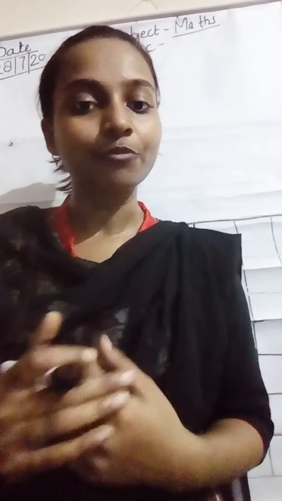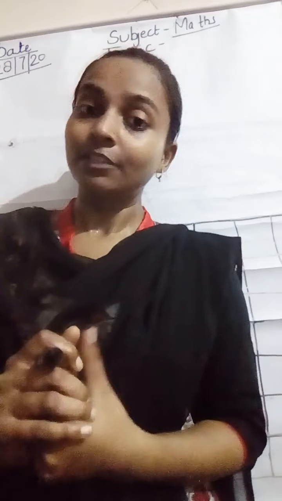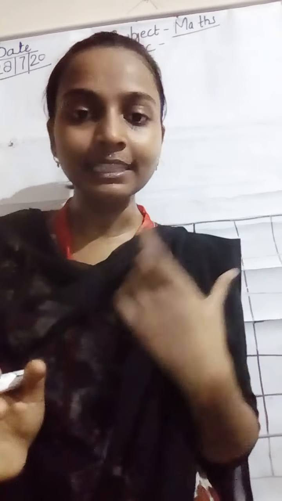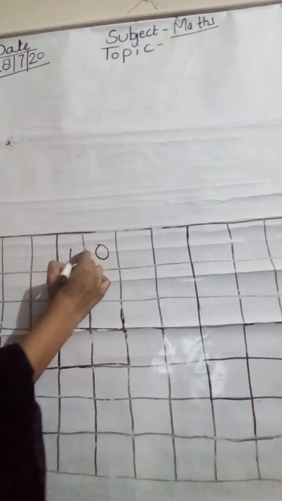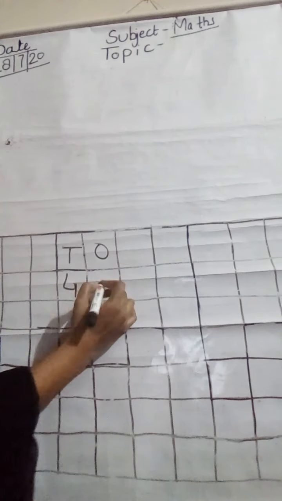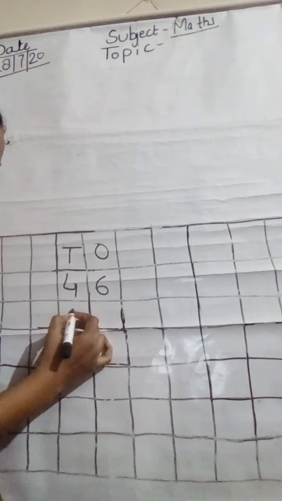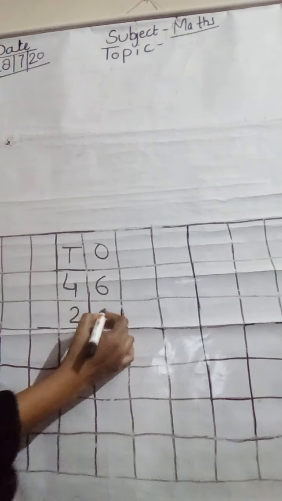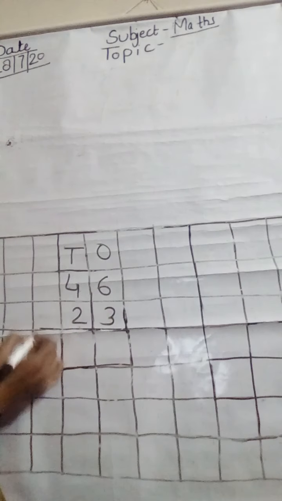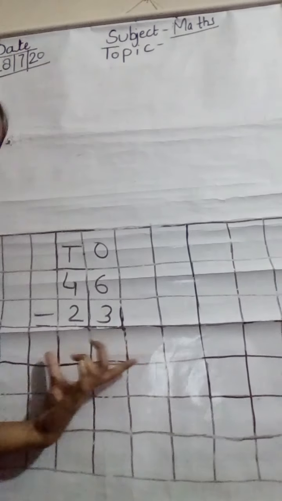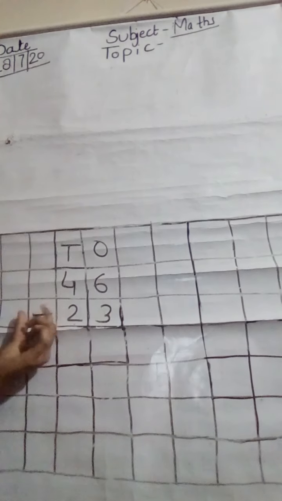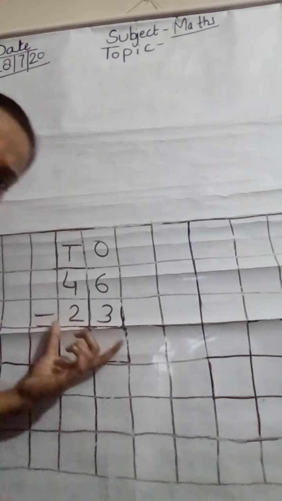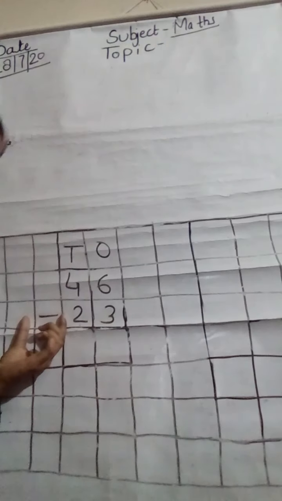Now children, if I give you one sum and you have to solve it, tell me what you have to do in that sum. Now if I give you 46 minus 23, what do you have to do in this? You have to do minus, right, or add? No, minus, because of this sign.